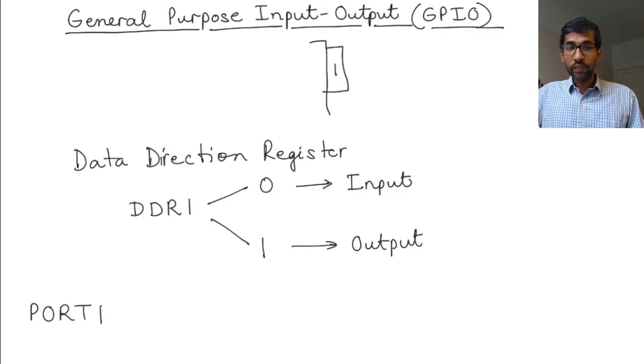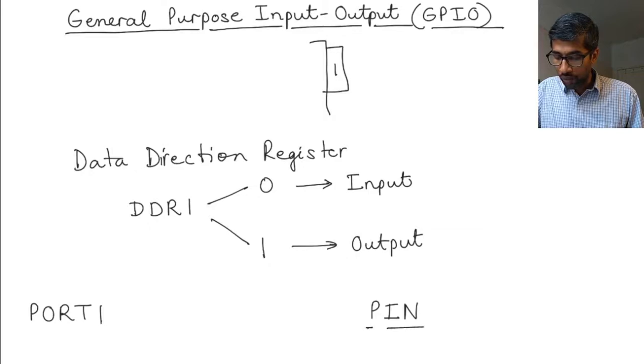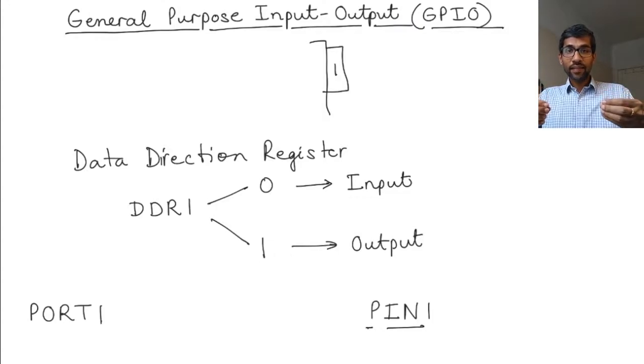And similarly, you have another register called pin, for port input, P for port and IN for input, port input 1, which when the pin is set as an input, takes the value that appears on the input and stores it in that register so that you can use it in the program.